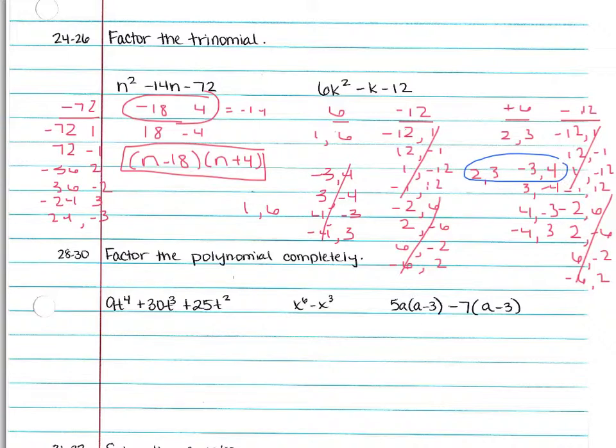So this one will be 2k minus 3 times 3k plus 4. And that will be our answer.